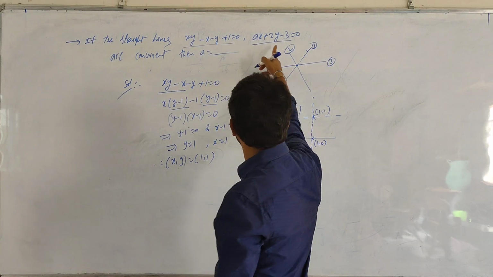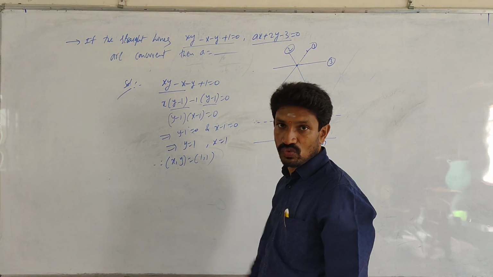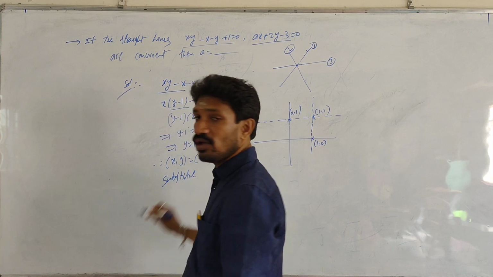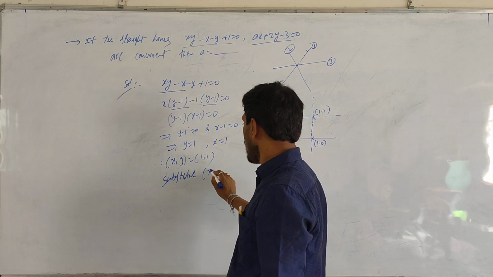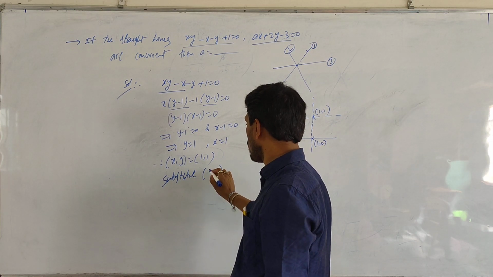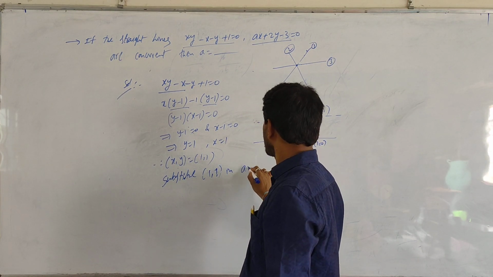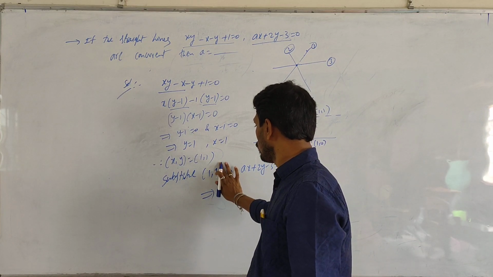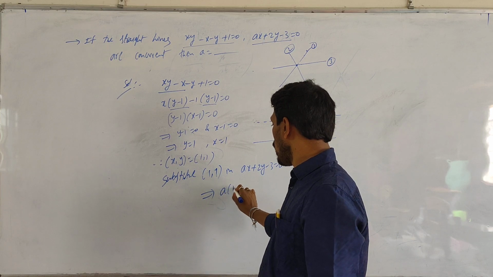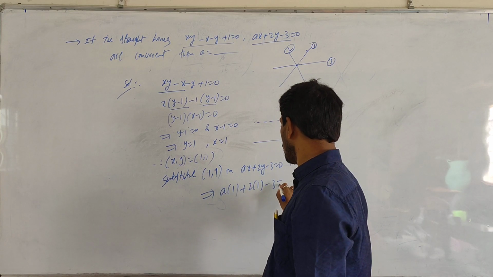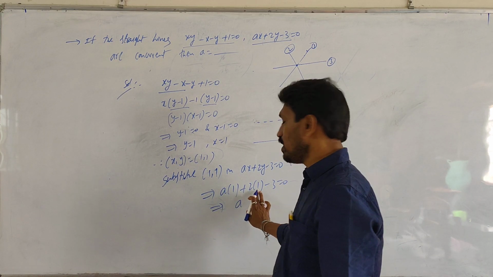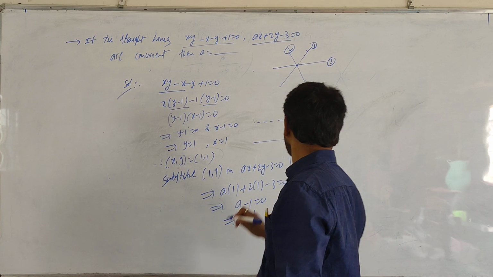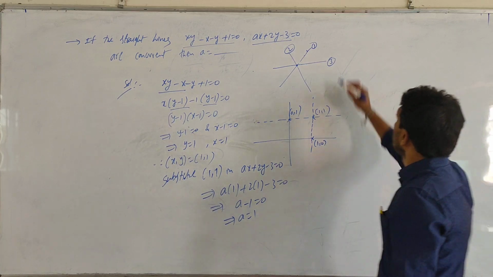Substitute x, y is equal to 1, 1 in the given equation ax plus 2y minus 3 is equal to 0, because these three lines are concurrent. Then what do you have? a into 1 plus 2 into 1 minus 3 is equal to 0. That means a plus 2 minus 3, that is minus 1, is equal to 0. That means a is equal to 1. Next problem.